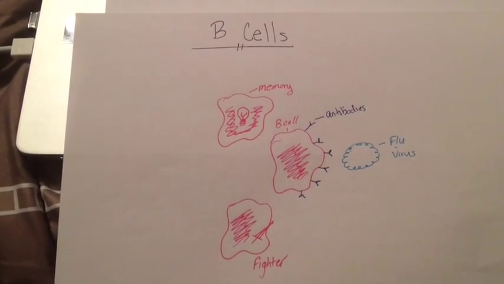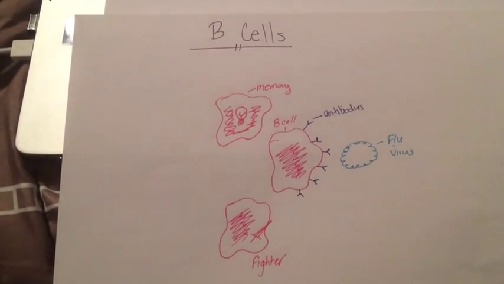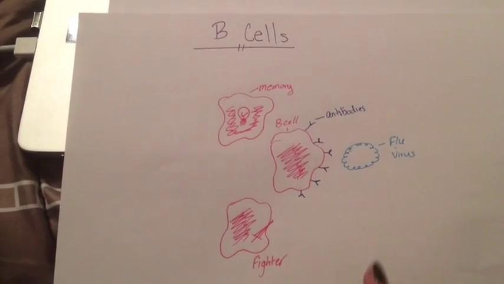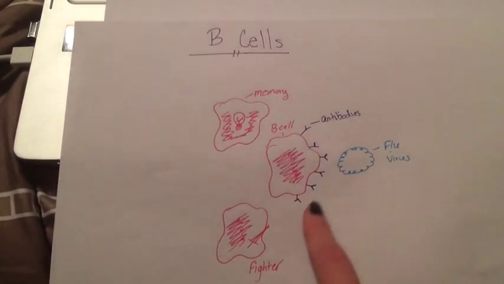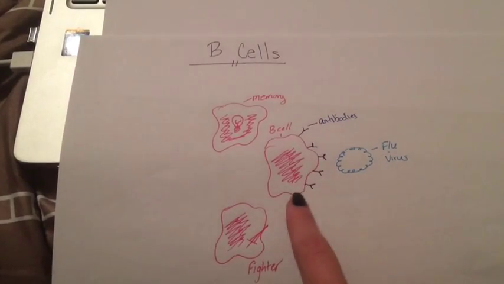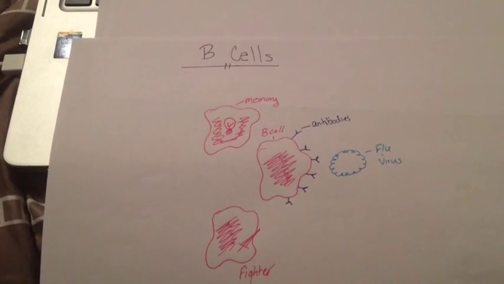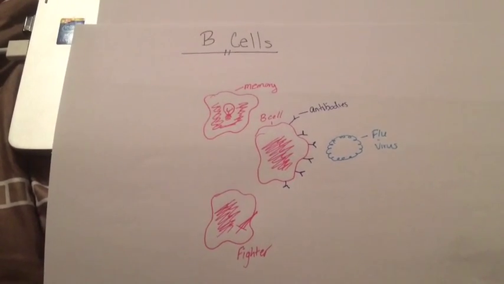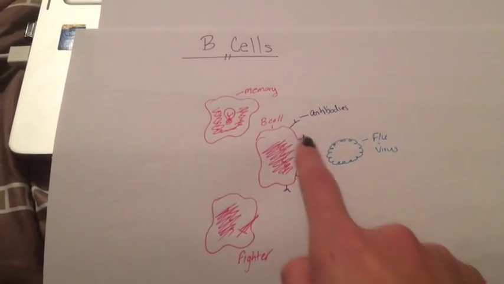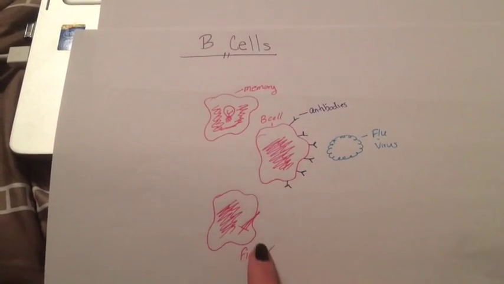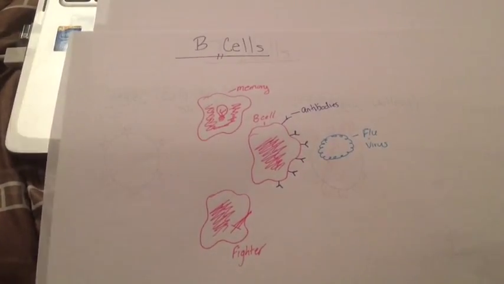B cells are responsible for launching a chemical attack on antigens, and they produce specific and appropriate antibodies. So if this little flu virus tries to come in, it will attach to these antibodies, and that will send a signal in the B cell to make multiple of itself. Some of them will just be the B cell again, some will be memory cells, which will remember this flu virus, or they will become fighter B cells, which will eventually kill the virus.